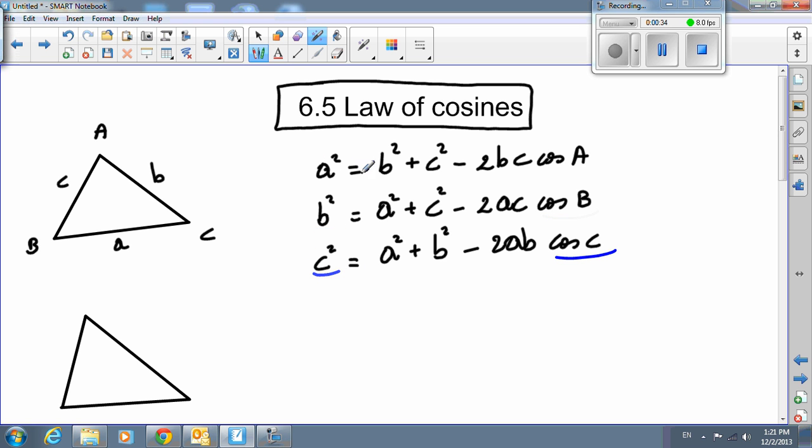Here, if you're looking for A, you need to compute b squared plus c squared and also BC here. Or a squared plus c squared and AC. Or a squared plus b squared and AB. Make sure you memorize this.